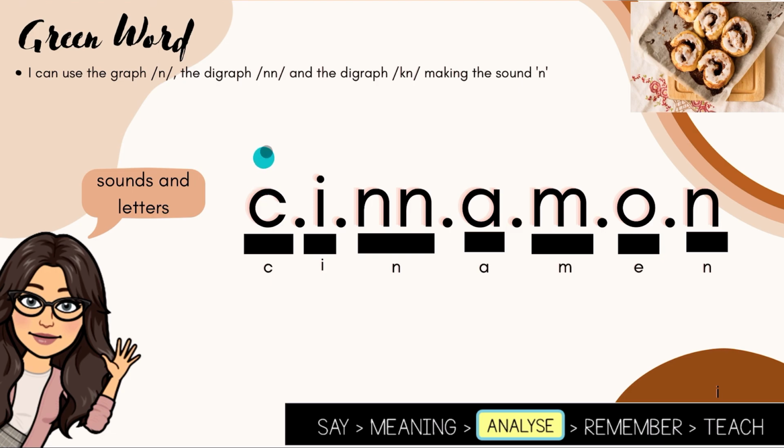So the letters we have are C-I-N-N-A-M-O-N. C-I-N-N-A-M-O-N. Cinnamon. Now, if it's easier for you to remember, perhaps when you're saying it to yourself as you're spelling it, you might like to pronounce it as cinnamon, so you can remember that it's the letter O that is actually making that E sound.